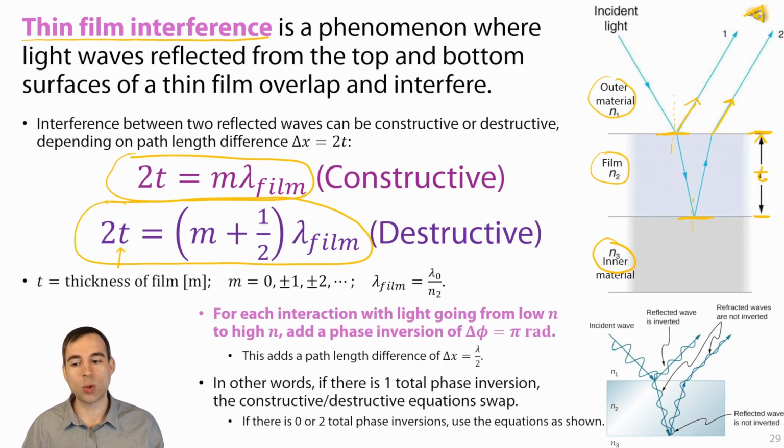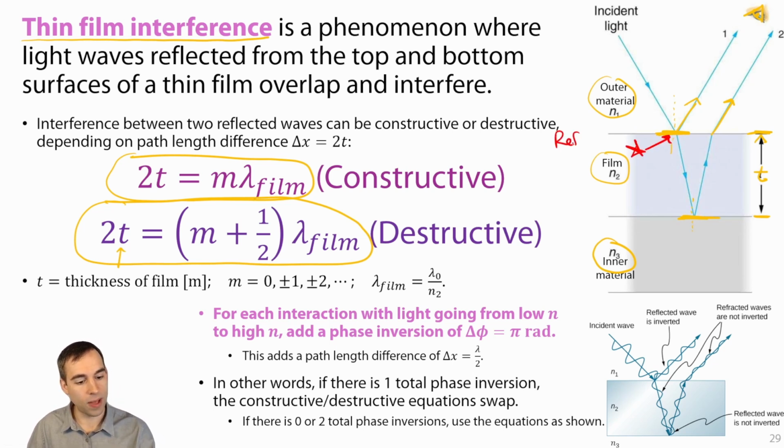Now, what makes this tricky is that light could experience a phase inversion as it encounters either of these media, the top or the bottom interface. So for each time that a light wave reflects, we get one reflection event. We get one reflection event here. This is a reflection event at the top. And we get one reflection event down here.